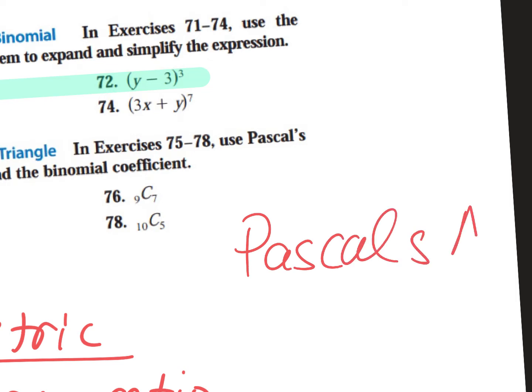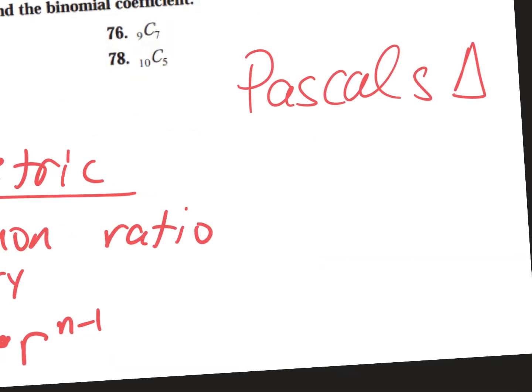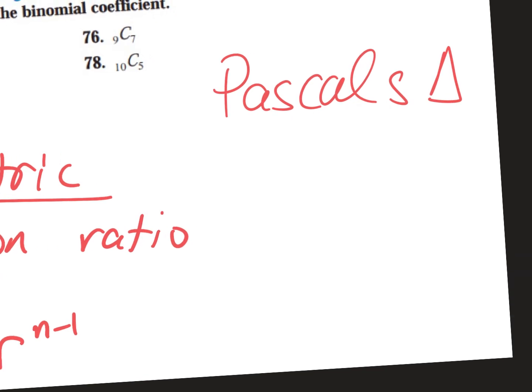You'll have a Pascal's triangle. You need to know rows 1 through 7. Does anybody remember Pascal's triangle? What's the third row? Third is 1, 3, 3, 1, right? Those are all of our coefficients.